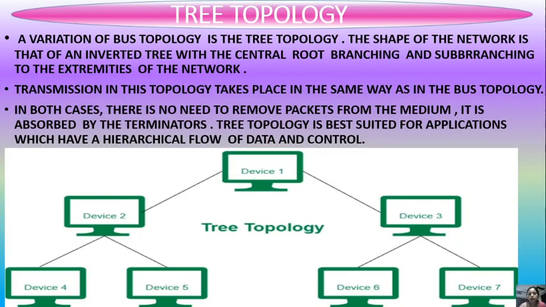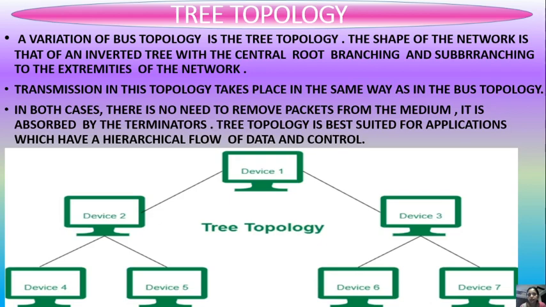Now, after star topology, bus topology, and ring topology, the next is tree topology. You are all aware of the term tree. Here a variation of bus topology is the tree topology. The shape of the network is that of an inverted tree, or we can say a reverse tree. You can see the image here. It is like an inverted tree.